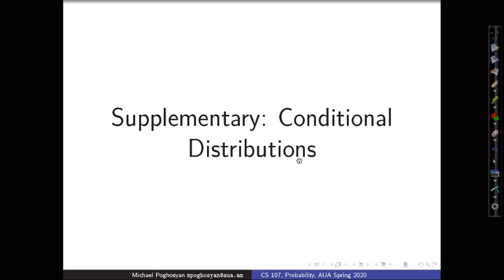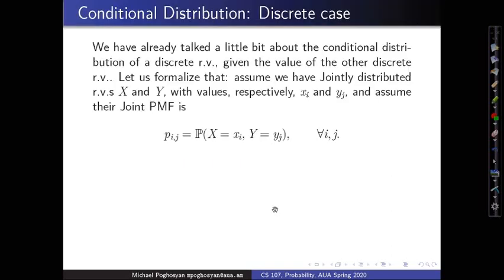So now let's talk about conditional distributions. We have already talked a little bit about conditional distribution of discrete random variables. So given the value of the other discrete random variable, we were describing the distribution of the other one. So let us formalize that and talk about joint conditional distribution of continuous random variables.